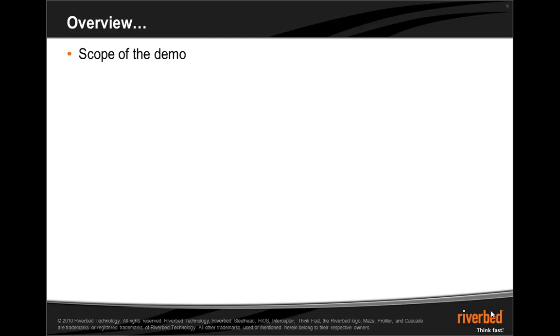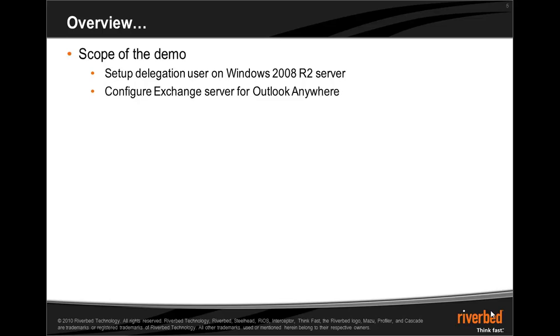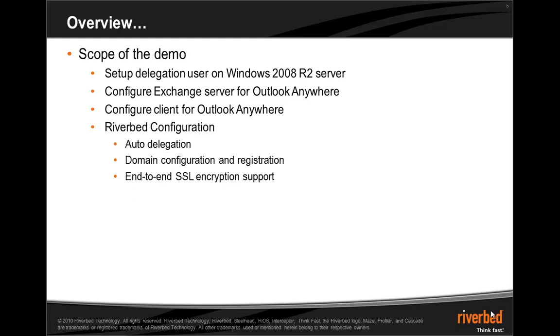Before we dive into the configuration, let's talk about the scope of this video. We will cover the setup of the delegation user and then setting up the delegation rules on the Active Directory server, configuration on the Exchange server for Outlook Anywhere, Outlook client configurations, as well as the relevant Riverbed configurations required to get the setup working.